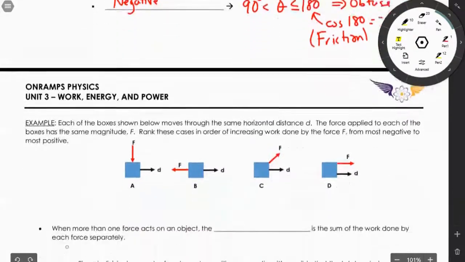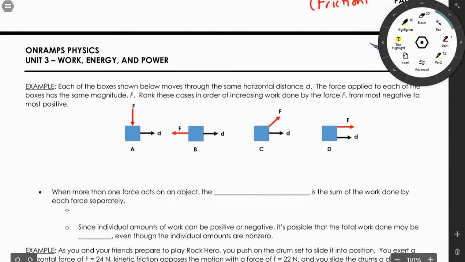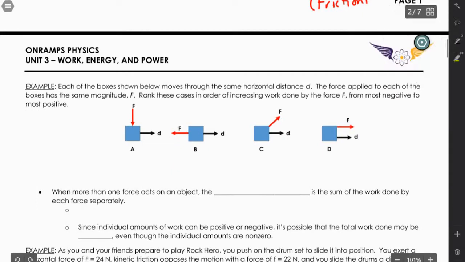Okay, and so now here's a simple ranking task, and then we'll break this video because I don't want this to get a little too long. All right. So this says each of the boxes shown below moves through the same horizontal distance d, and the force applied to each of the boxes is the same magnitude F. Rank these cases in order of increasing work done by the force F, from most negative to most positive.